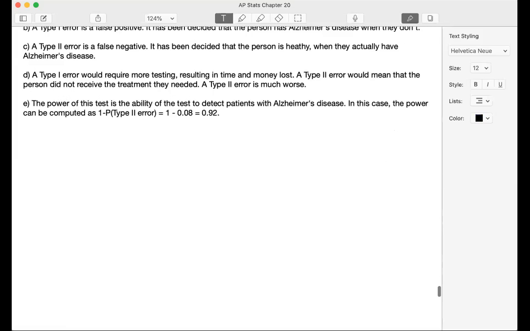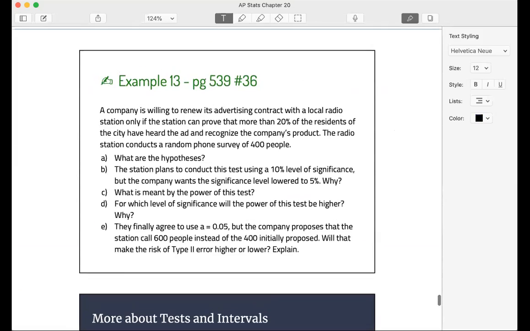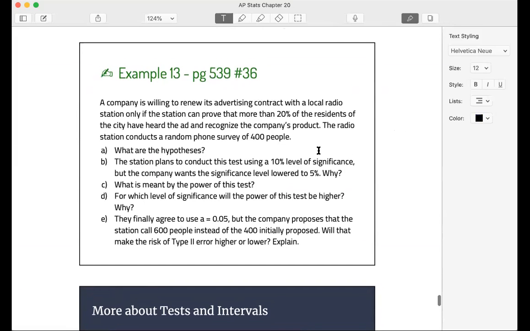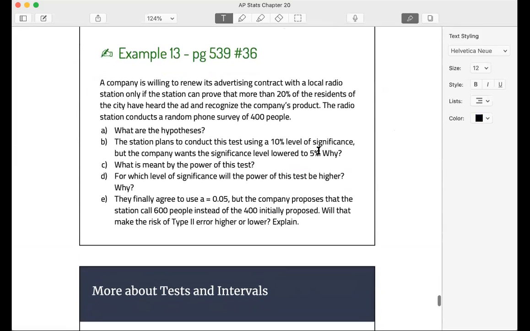All right, example 13. A company is willing to renew its advertisement contract with a local radio station only if the station can prove that more than 20% of the residents of the city have heard the ad and recognize the company's product. The radio station conducts a random phone survey of 400 people. So A, what are the hypotheses? B, the station plans to conduct a test using a 10% level of significance, but the company wants the significance level lowered to 5%. Why?